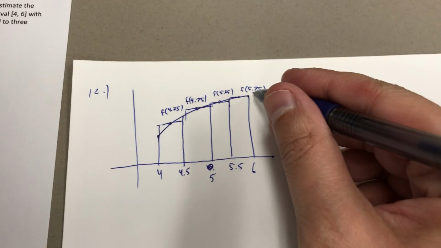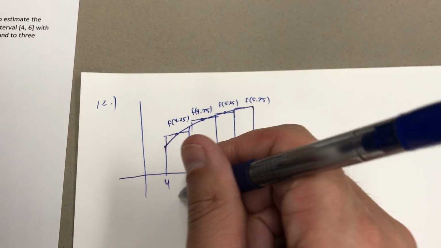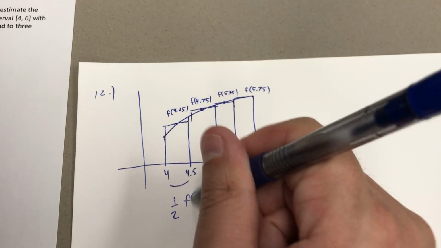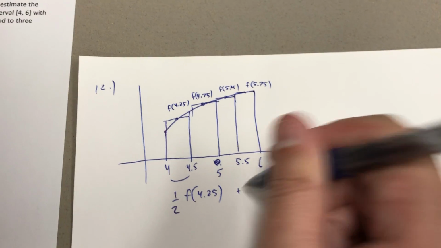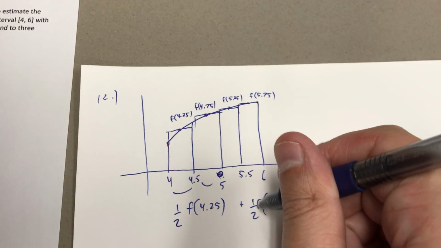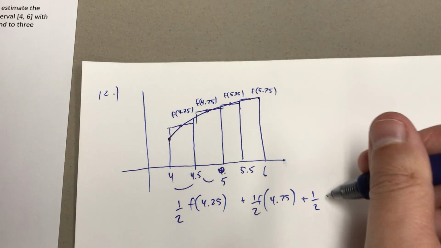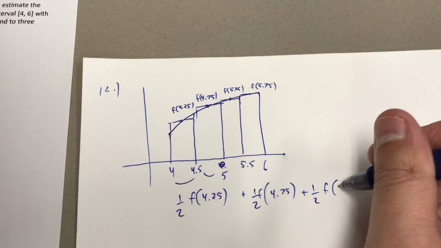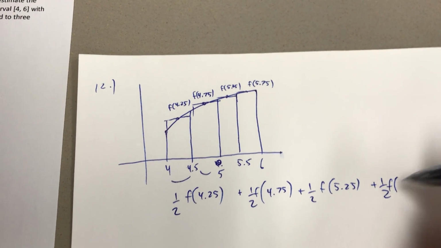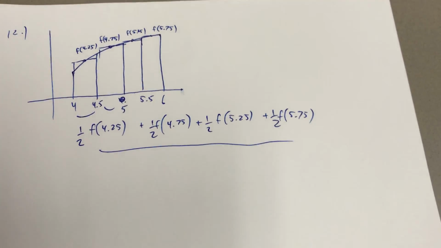And you can see as you get toward the top, these are getting pretty accurate. For the first rectangle, its width is a half, and you're taking a half times whatever that functional value is. For your next rectangle, its width is a half times f of 4.75. The next rectangle has a width of a half times f of 5.25. And finally you have 1/2 times f of 5.75. And that's the work that you need to show.